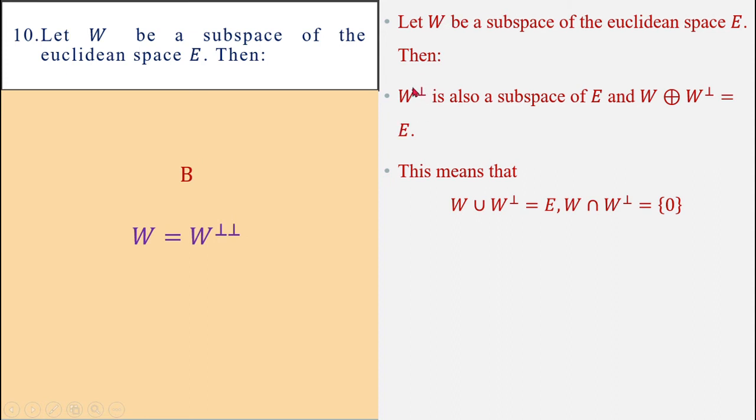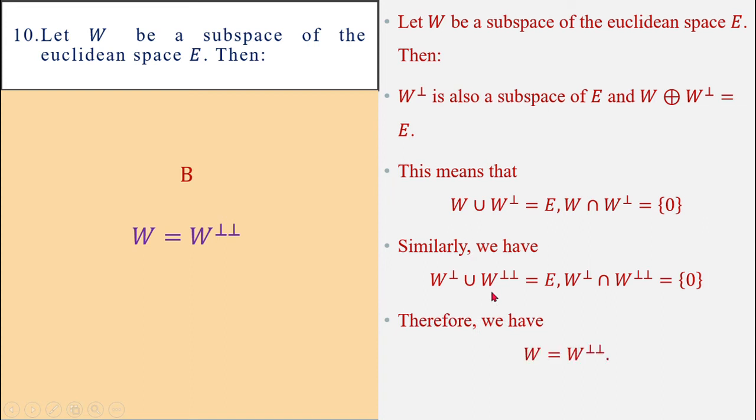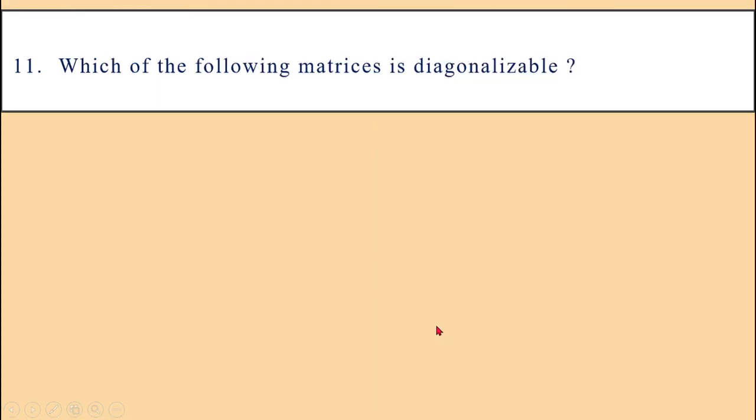Means the orthogonal of W orthogonal is also a subspace of E, and W orthogonal direct sum orthogonal of W orthogonal is equal to E. That means W orthogonal union orthogonal of W orthogonal is equal to E, and W orthogonal intersection with orthogonal of W orthogonal is equal to the singleton zero vector. If we observe these two statements, then we can conclude that W and W double orthogonal, means orthogonal of W orthogonal, both have the same elements. So we get W is equal to orthogonal of W orthogonal.